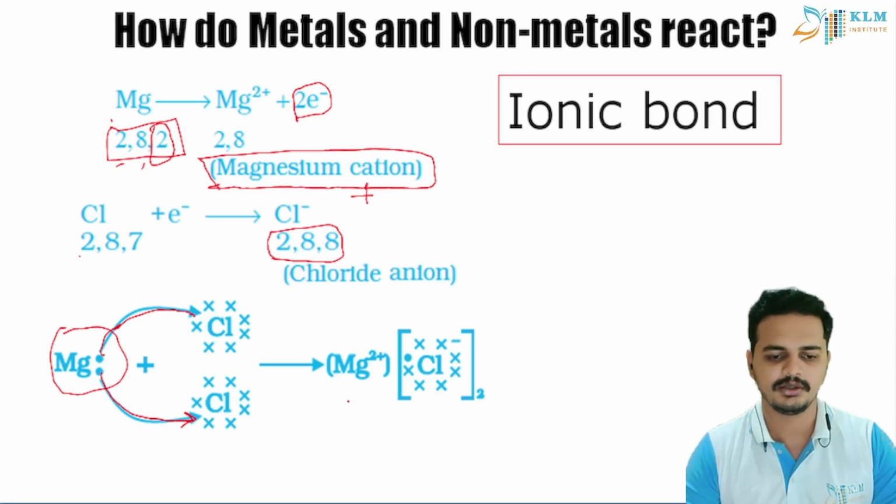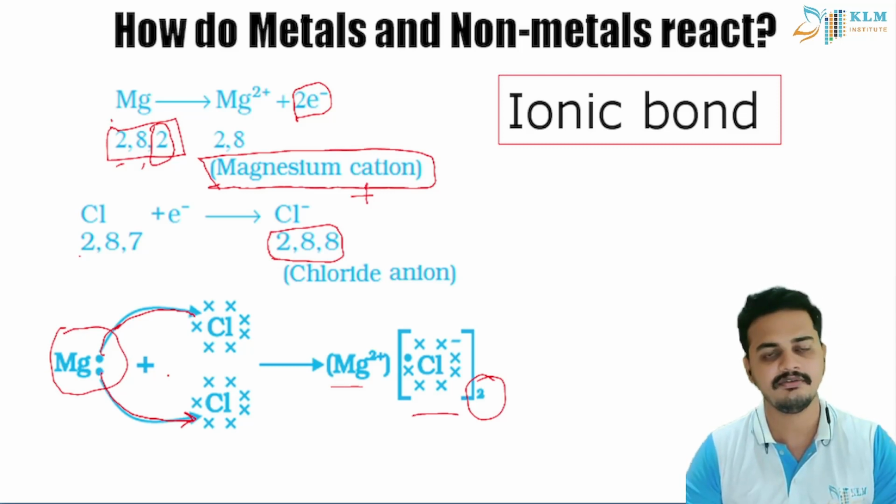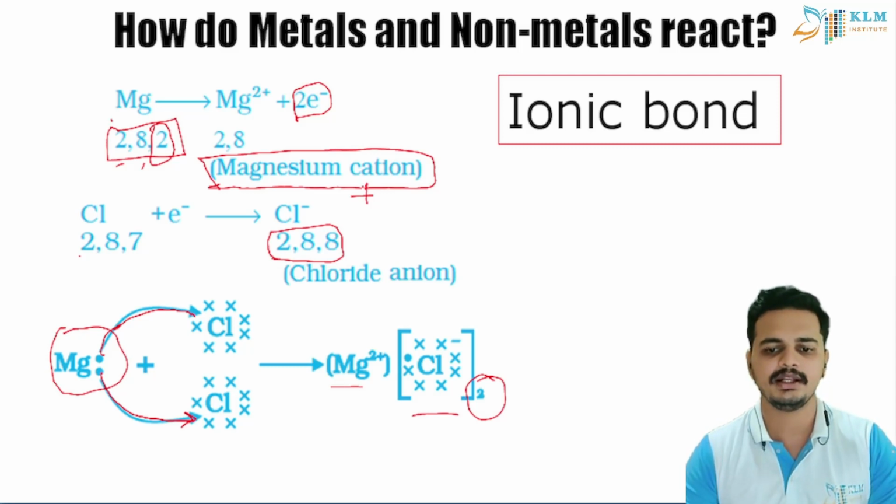So here you can see Mg2+ and Cl-, the two ions. These both form a bond known as an ionic bond. This is a very strong bond. You can have other examples such as sodium chloride, as I showed you. NaCl is such an example.